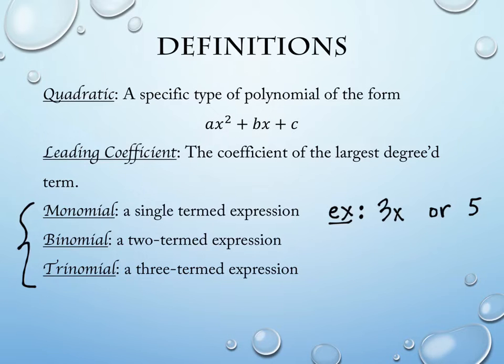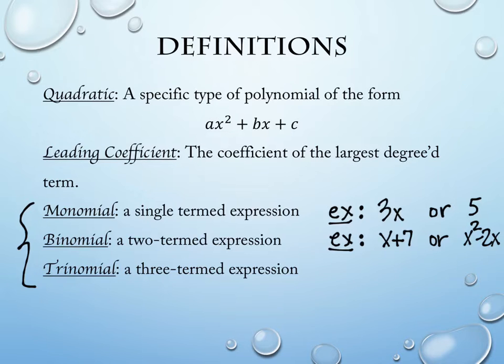Binomials. Binomials are two terms, like bicycle, 2 wheels, right? Bi. So if we have a binomial, it means we have 2 terms added. So maybe we have something like x plus 7, or maybe something like x squared minus 2x. 2 monomial terms with subtraction or addition between.